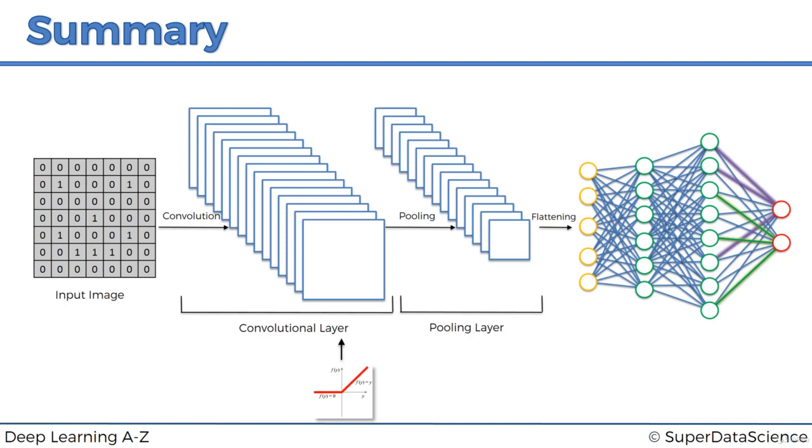Then on top of that convolutional layer, we applied the ReLU, or rectified linear unit, to remove linearity or increase nonlinearity in our images. Then we applied a pooling layer to our convolutional layer. So from every single feature map, we created a pooled feature map.